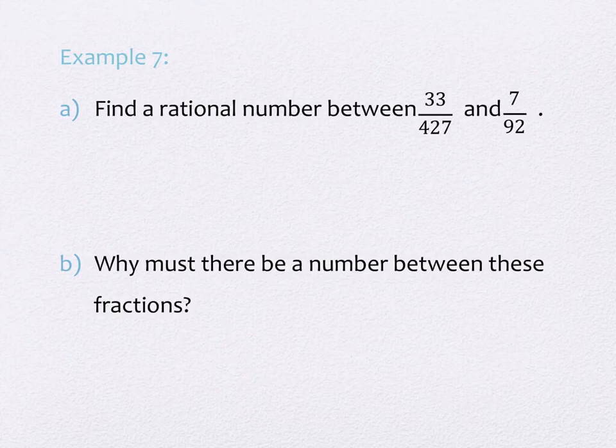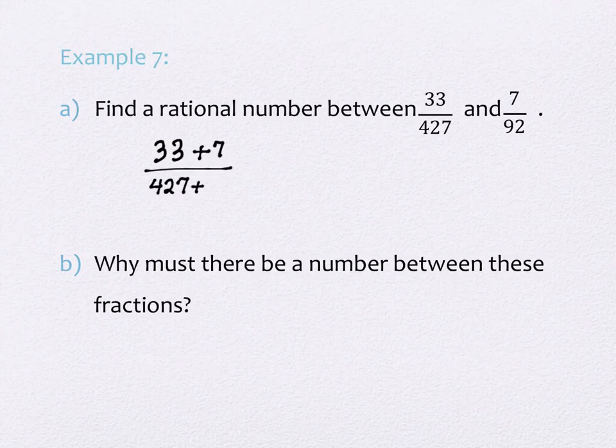They're ugly. But the property that we just had before, Theorem 6.5, says that I can actually just add the numerators together, 33 and 7, and add the denominators together, 427 and 92, and I will have a fraction that is between them. So indeed, that will give me 40 on top, 519 on bottom.